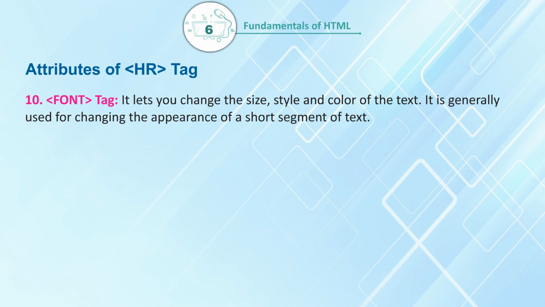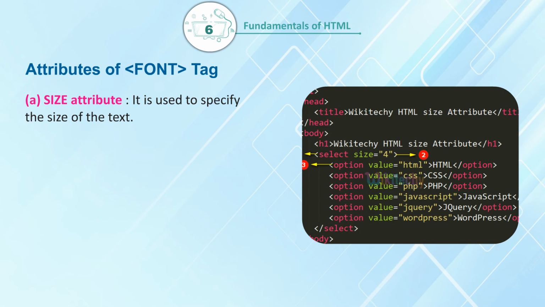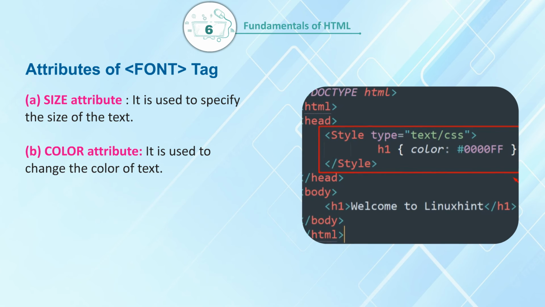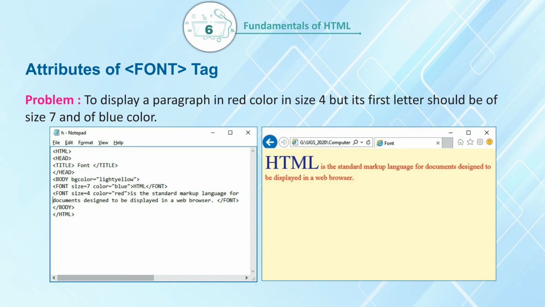Font tag. It lets you change the size, style, and color of the text. It is generally used for changing the appearance of a short segment of text. Attributes of font tag. Size attribute. It is used to specify the size of the text. Color attribute. It is used to change the color of text. Face attribute. It is used to change the way of displaying text. Problem. To display a paragraph in red color in size 4, but its first letter should be of size 7 and of blue color.